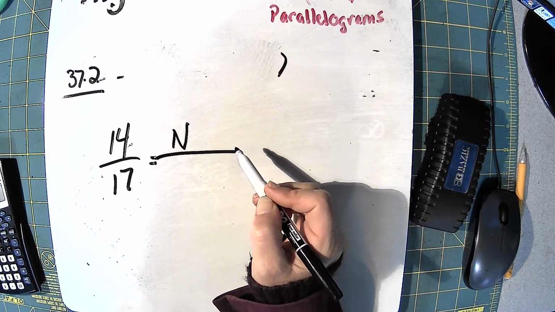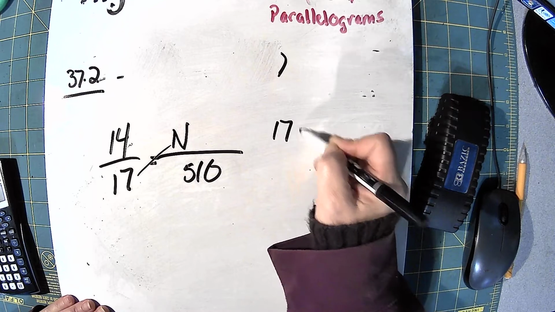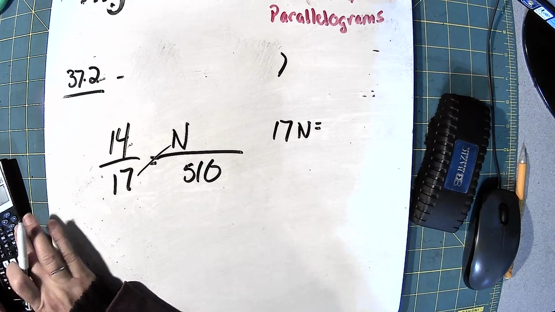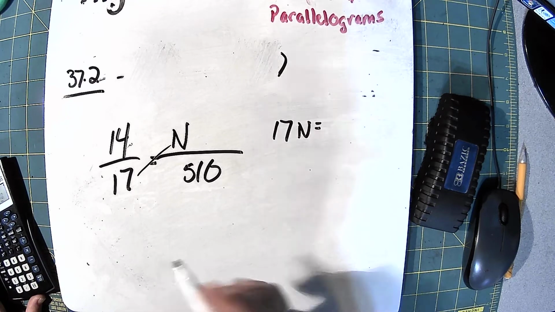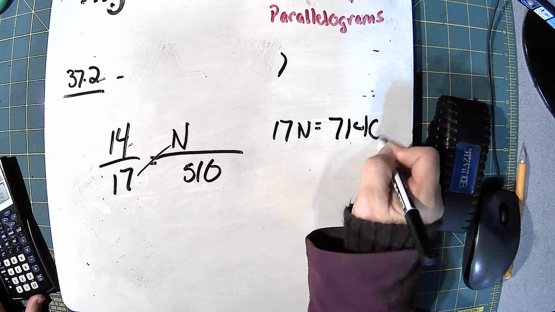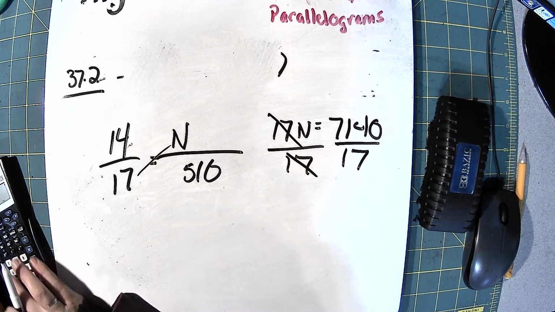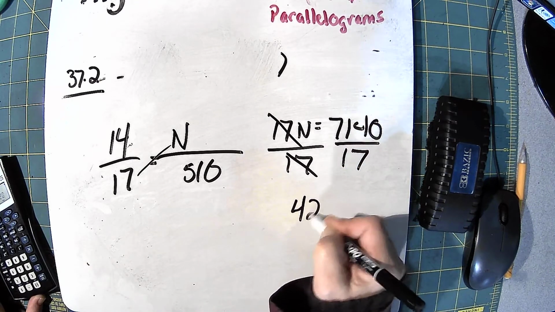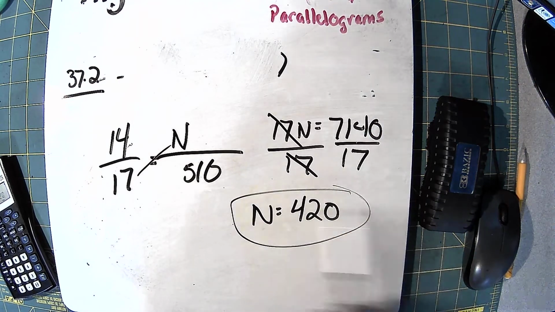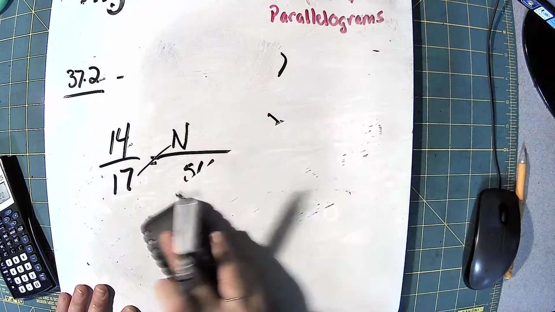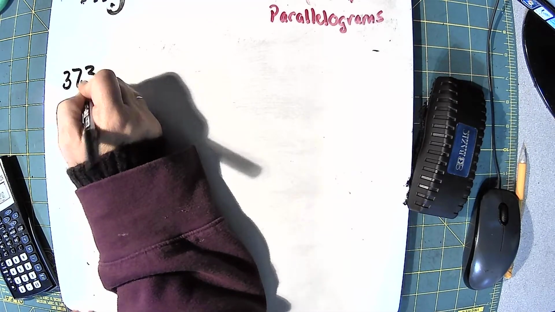And then my total here is 510. So I just need to say 17 N equals 510 times 14, which is 7140. Then I divide by 17, and I get 420. All right, there we go. Just make sure you're dividing properly. I think I swapped something there. All right, it's mostly about setting the problem up properly. I'll do one more.